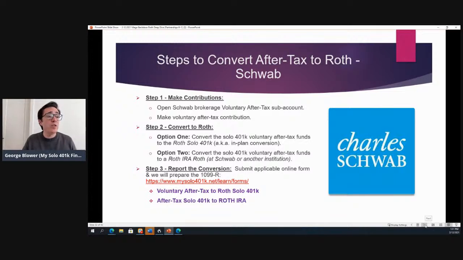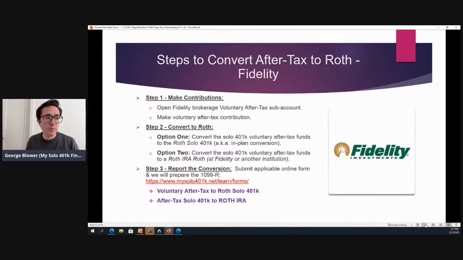And then step 3, report the conversion. So we have an online form where we capture the information that's needed for the required 1099-R tax reporting. Because whether it's going to a Roth Solo 401k or a Roth IRA, it has to be reported on a 1099-R. So we've got a different form whether you're going to a Roth Solo 401k versus a Roth IRA. And you can find those forms if you go to our website under the Learn menu, click on Forms.